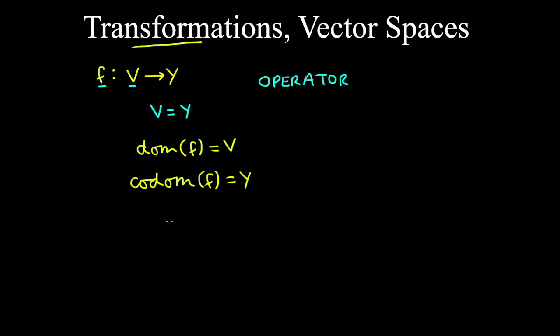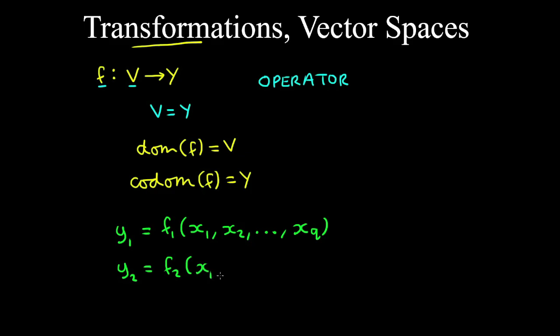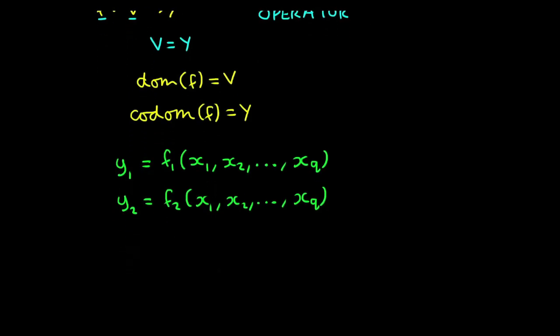So if we consider some real valued functions of q variables, so we have some function of x1 to xq, which maps this tuple to y1, and similarly we have y2 is another function of x1 to xq, and so on up to yp, which is some function of x1 to xq.